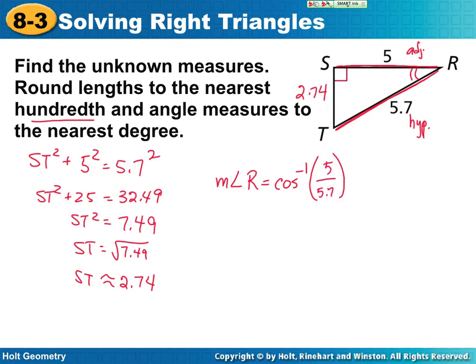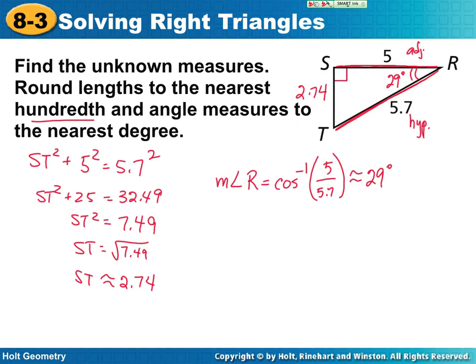It's like saying which angle has a cosine of 5 over 5.7. You'll have to figure out if you can do that directly on your calculator or if we have to change it into a decimal first. Cosine inverse of 5 divided by 5.7. And nearest degree, so it doesn't want decimals on the angles. I'm coming up with it would round to 29 degrees. Anybody having trouble figuring out how to do that? Okay. Got it. Then, if that's 29 degrees, what's angle T?